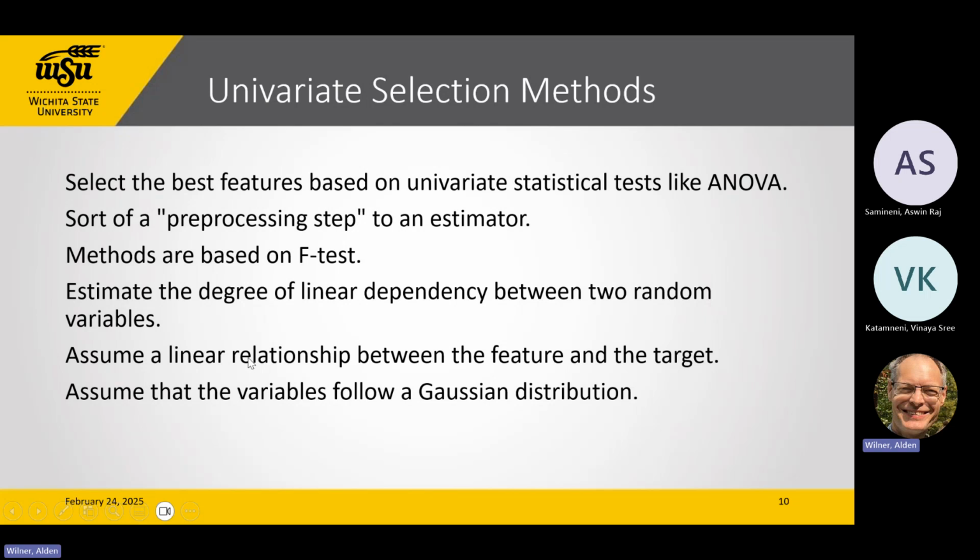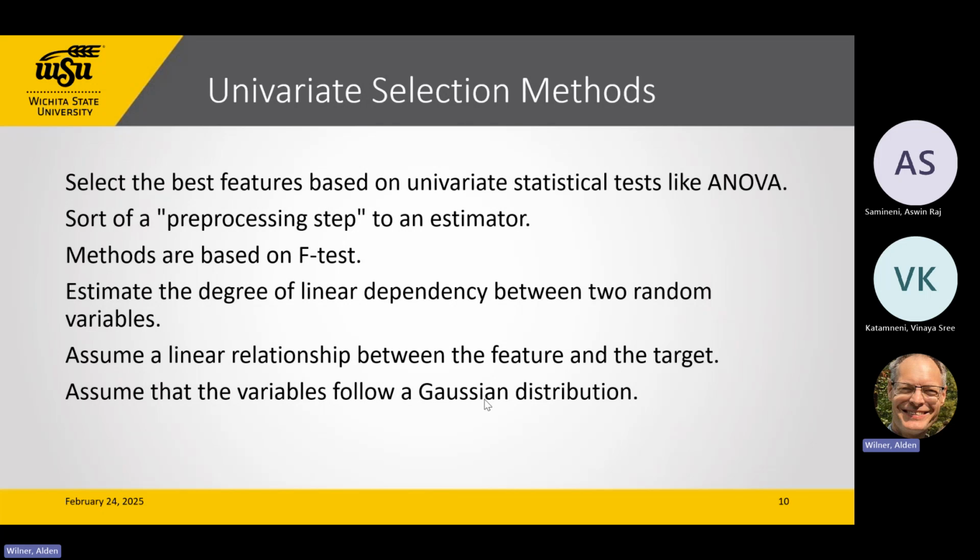We assume that there is a linear relationship between the feature and the target, and we assume the variables follow a Gaussian distribution. So it's not a normal distribution, right? Gaussian normal. Apparently, Gauss was a very normal person.